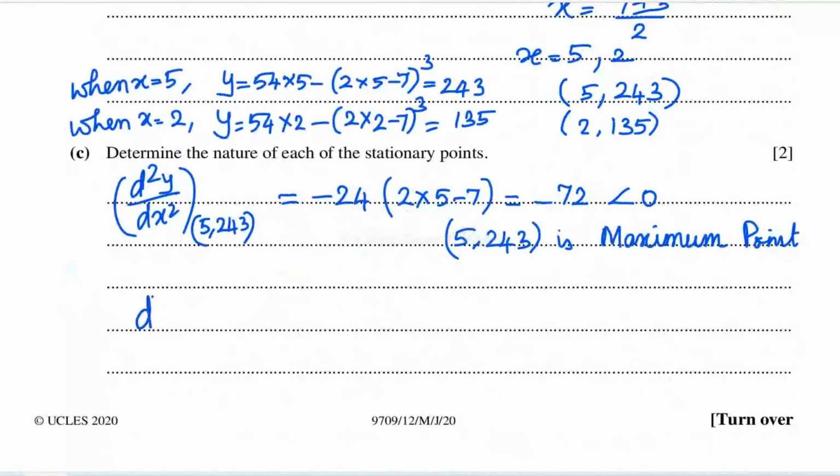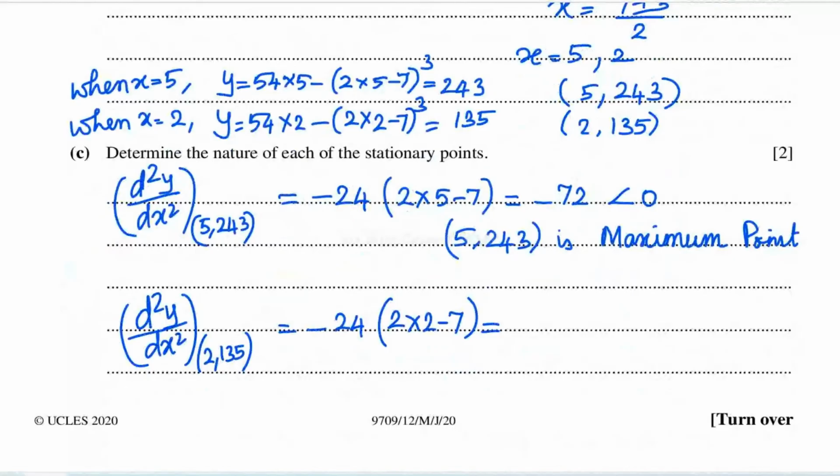Next, let's find out d square y by dx square at the next coordinate, which is 2, 135, which is equal to negative 24 multiplied by 2 multiplied by 2 minus 7 equal to this time positive 72, which is greater than 0. So 2, 135 is a minimum point.